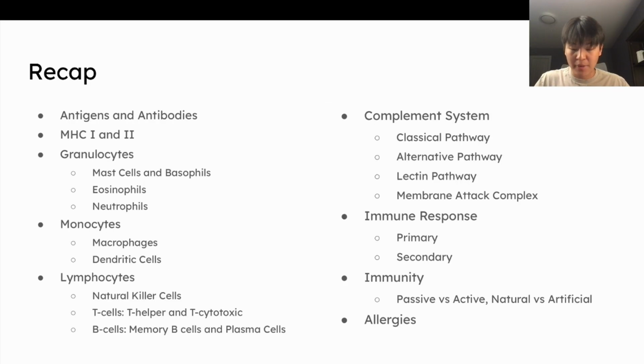But yeah, that was a big overview of the entire immune system. There's still stuff that I left out just for time's sake, and I'm also not very informed in a lot of topics, so I kept it more introductory. But let's do a quick recap, right? Quick recap: antigens and antibodies.